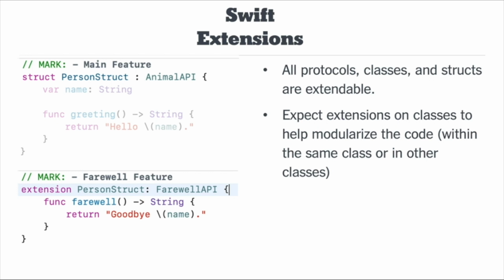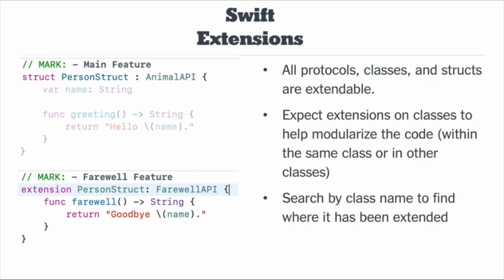So as such, you can expect in a file that has a declared struct, protocol, or class that you can have extensions that extend new features with more functionality or more protocols to help modularize the code. Now, these extensions can actually happen within the same file or a different file, similar to the Kotlin extensions. So if you want to see where your classes have extended, it's best to search for it by name.